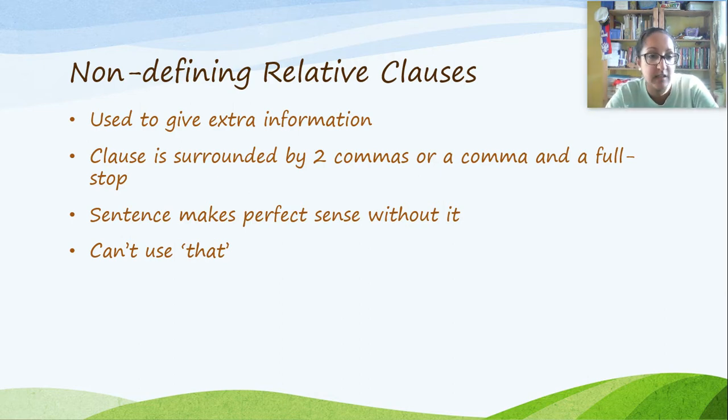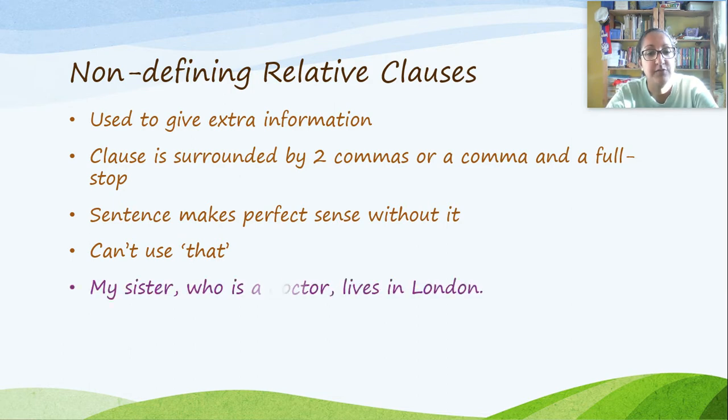Let's take a look at a couple of examples. So first of all, my sister, who is a doctor, lives in London. The fact that she is a doctor is extra information. Who is a doctor is the non-defining relative clause, and it's got commas around it. So a comma before who and a comma after doctor. The sentence makes perfect sense without it. My sister lives in London.